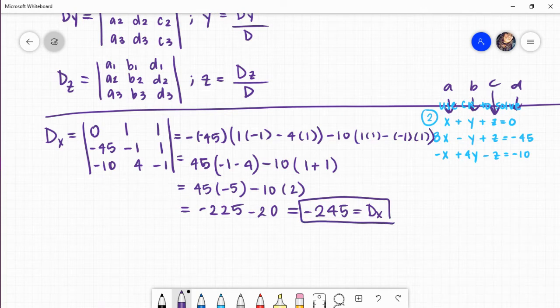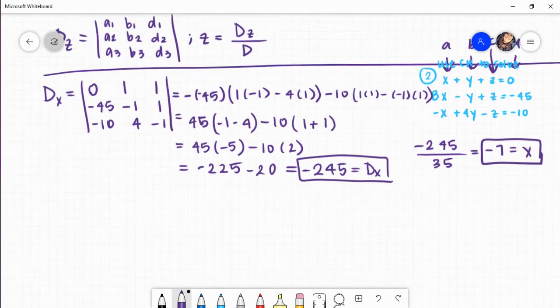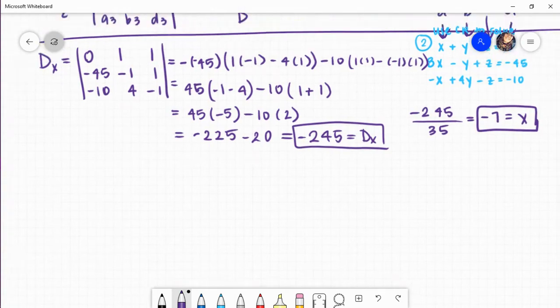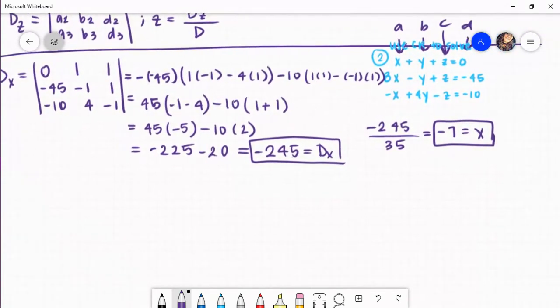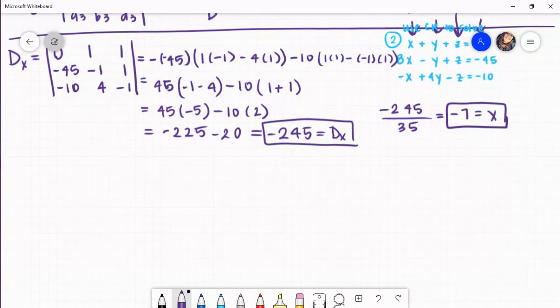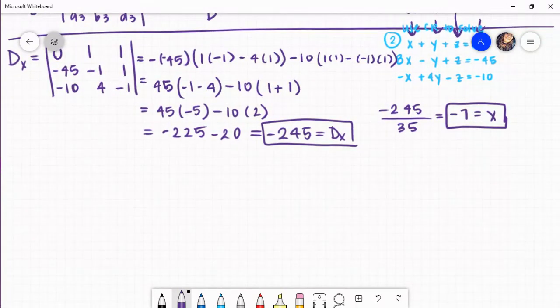Now, in order to actually find X, what I do is I take my D sub X and I divide by my D. And if you do negative 245 divided by 35, what you get is a negative 7. That equals my X. See? Easy peasy lemon squeezy. Let's do our, kind of can't see everything, but maybe we can. Let's do our D sub Y.